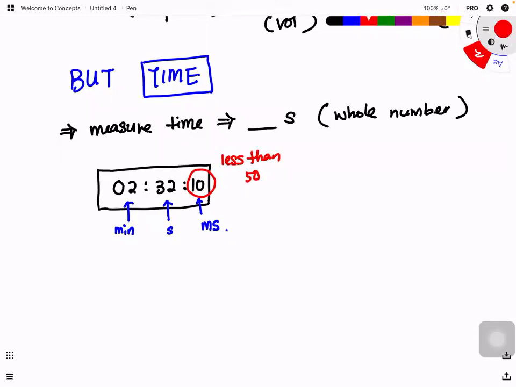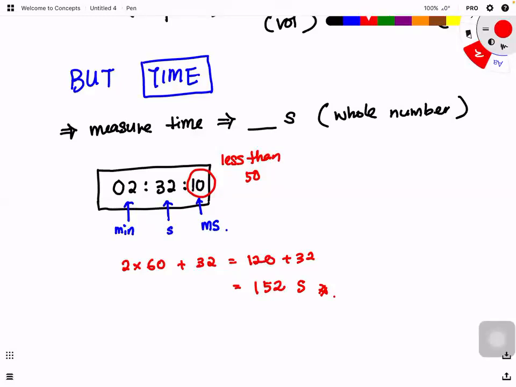So if it is less than that, then what we're going to do here is 2 multiplied by 60 seconds plus 32. So 120 plus 32. So the answer you have to record is 152 seconds. Are you clear?